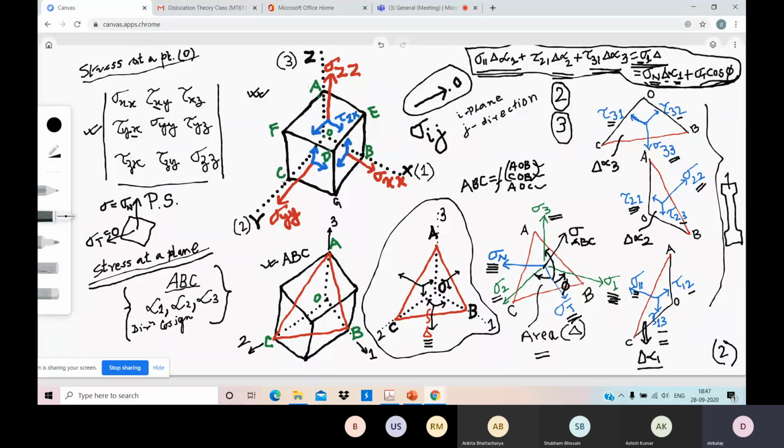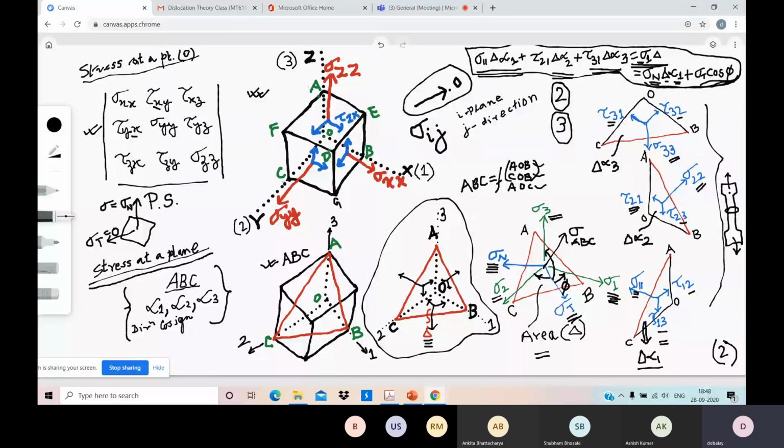I apply a load in this direction, I apply a load in this direction. What is this particular plane, the cross-section plane? Is there any shear stress on the cross-sectional plane? The answer is no. There is no shear stress because the entire load is leading to normal stress on the cross-sectional plane. So that is one of my principal planes on which there is no shear stress.